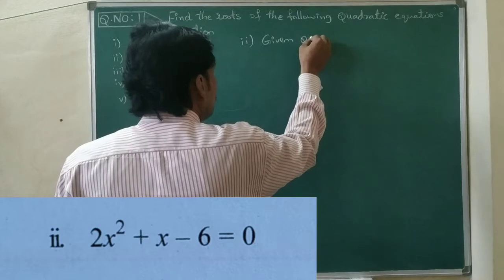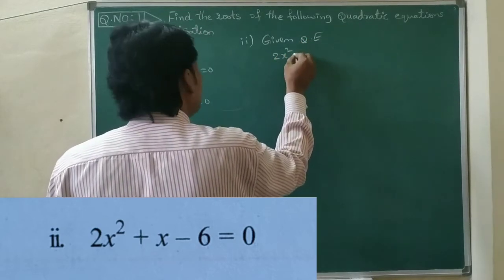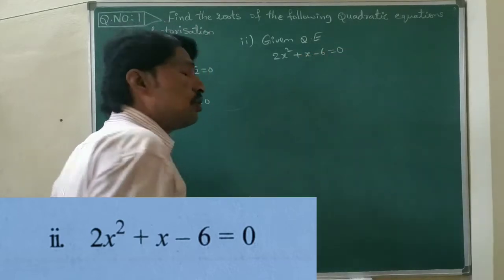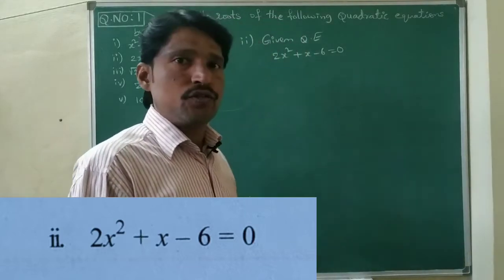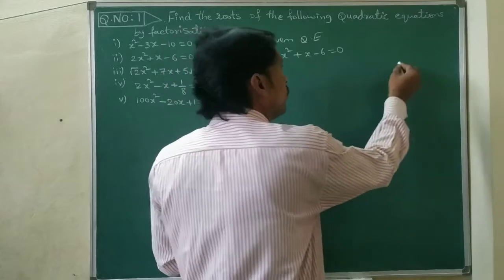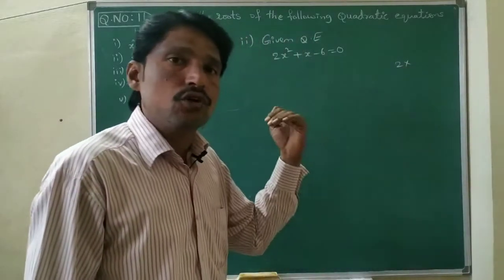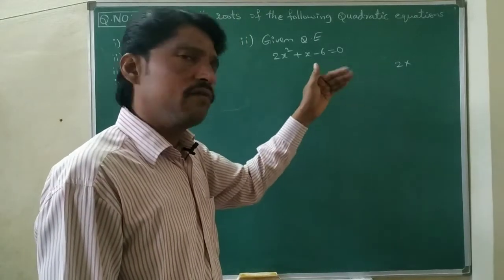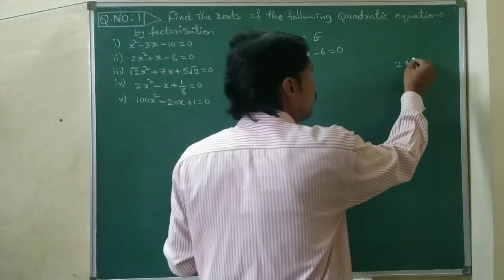given quadratic equation, that is 2x square plus x minus 6 equal 0. Same procedure we need to follow here. So first you take the coefficient of x square, that is 2, and the constant without sign. With sign also is fine, but without sign we get it easily. So here the constant term is 6.